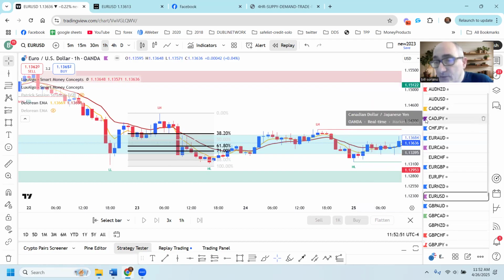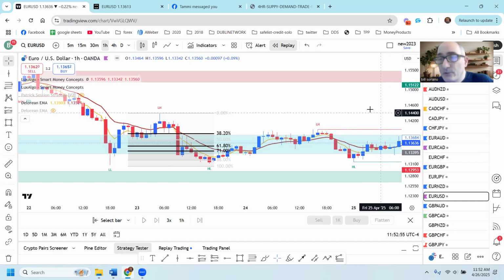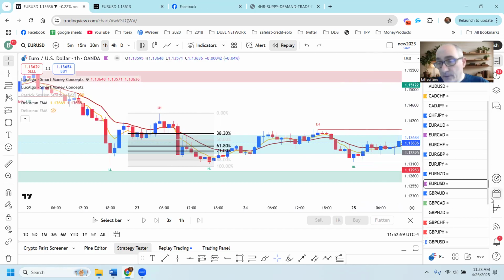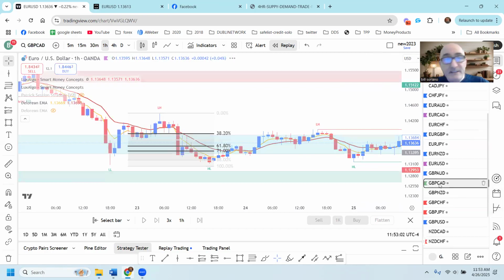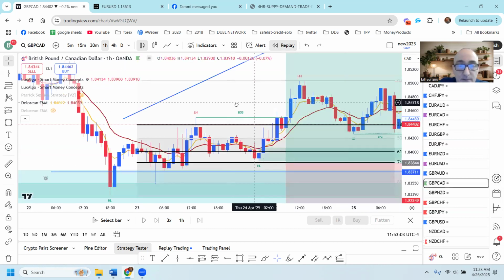And this one here should not even be flagged. This was a purple one in EURUSD. If I have time, I will show you that trade as well. So GBP CAD, let me show you this one.